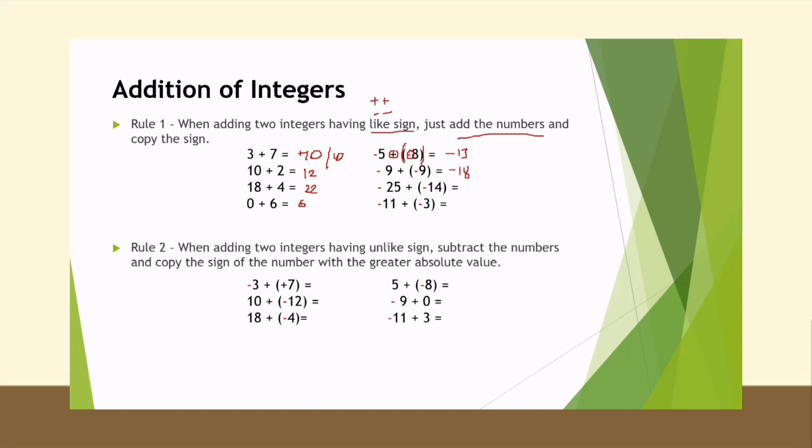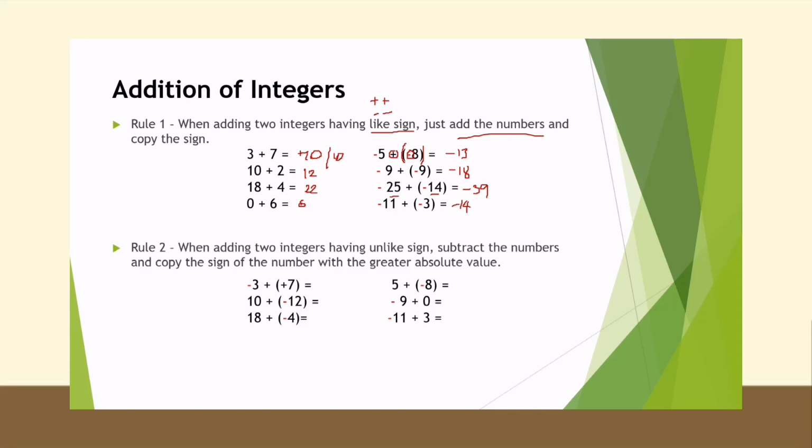Next, negative 25 plus negative 14 is also the same sign. So, you just copy the sign and add the numbers. 25 plus 14 equals 39. So, the answer is negative 39. Next, negative 11 plus negative 3 is also the same sign, the same negative. So, copy the sign and then add the numbers. So, the answer is negative 14.